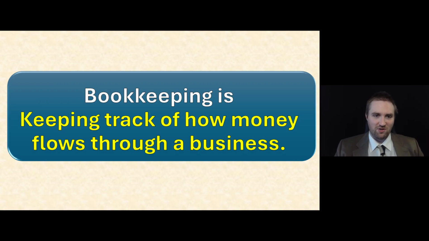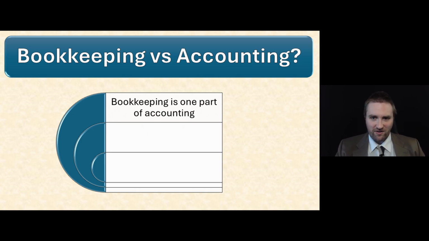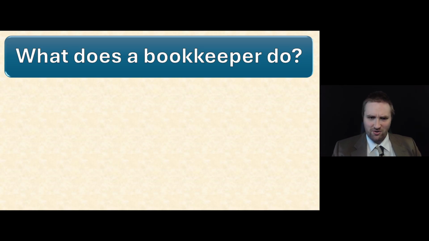This, of course, brings up the question, how is bookkeeping different from accounting? Technically speaking, bookkeeping is actually one part of accounting. We'll cover this more in a later video, but for now you can think of it like this. Bookkeeping is writing things down, and accounting is analyzing what's been written down. This leads to the next question then. What does a bookkeeper do?